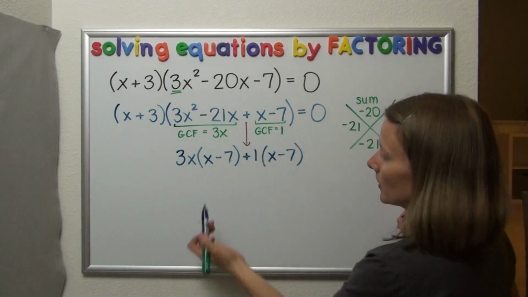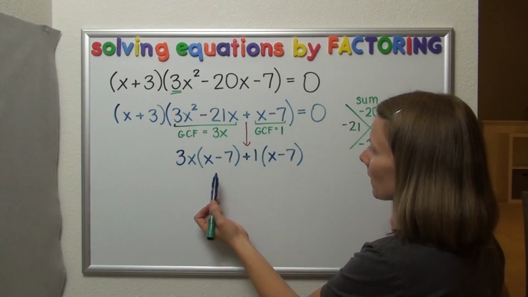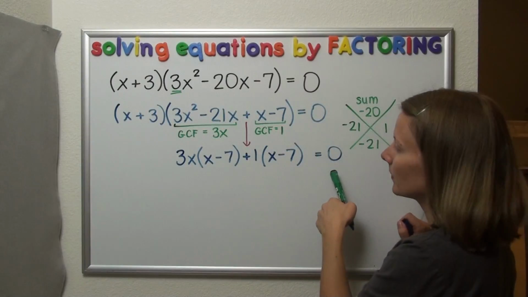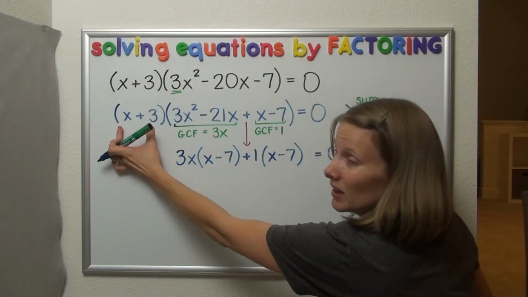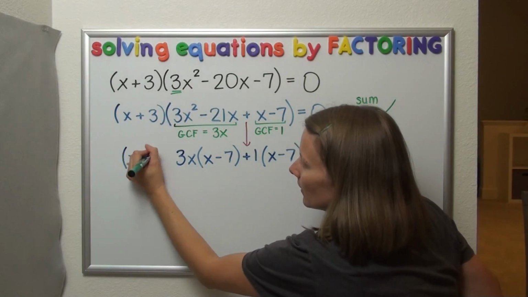Few things to note at this point. Parentheses ought to match, so that's a good thing that they do. Other thing to notice is this should be an equation set to 0 still. And then the last piece, which is really important, is I can't completely forget this x plus 3 that was out front. It's still out front, but we have to be really careful.